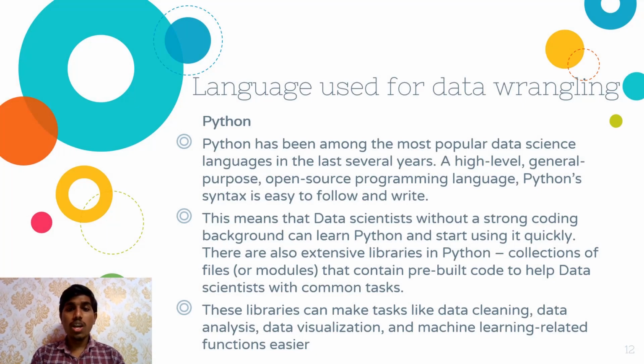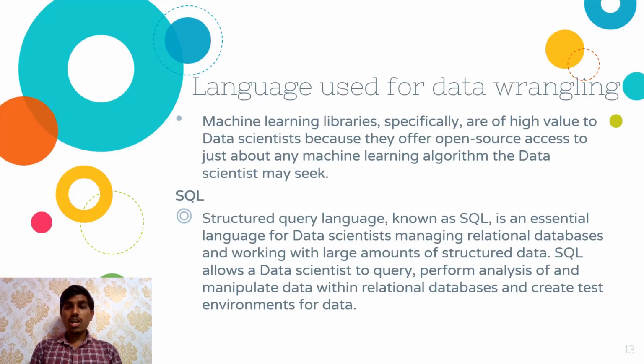So Python has been among the most popular data science languages in the last several years. A high-level general-purpose open-source programming language, Python syntax is easy to follow and write. This means that data scientists without a strong coding background can learn Python and start using it quickly. There are also extensive libraries in Python, collections of files or modules that contain pre-built code to help data scientists with common tasks. These libraries can make tasks like data cleaning, data analysis, data visualization, and machine learning related functions easier. Machine learning libraries especially are of high value to data science because they offer open source access to just about any machine learning algorithm the data scientists may seek.